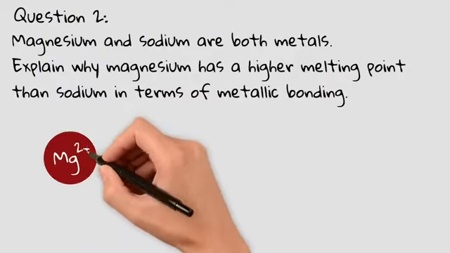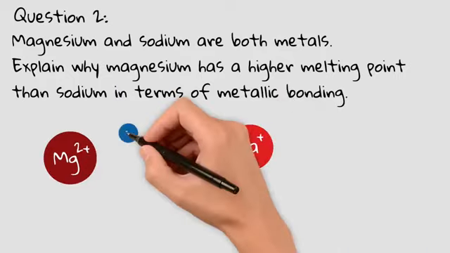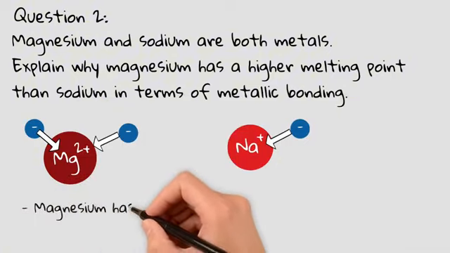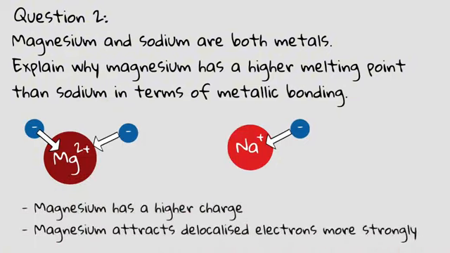Magnesium forms Mg2+ ions, while sodium forms Na+ ions. Since magnesium ions have a greater charge, they attract the delocalized electrons more strongly, creating stronger metallic bonds. As a result, more energy is needed to break the metallic bonds in magnesium, giving it a higher melting point than sodium.